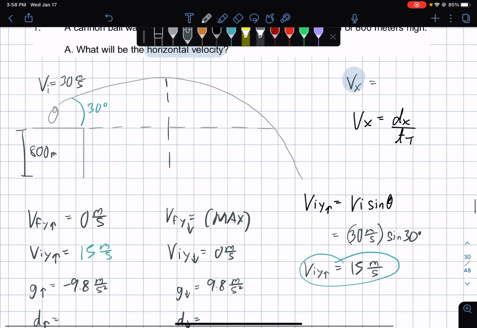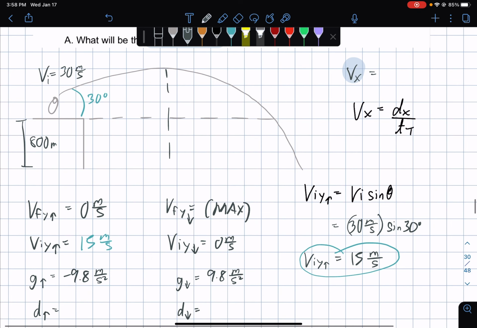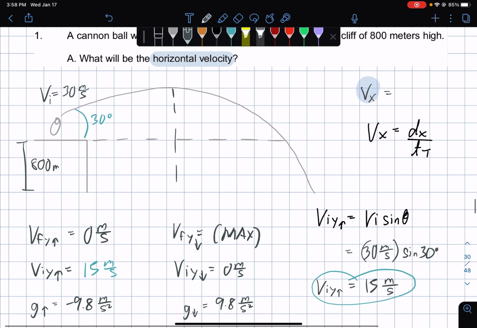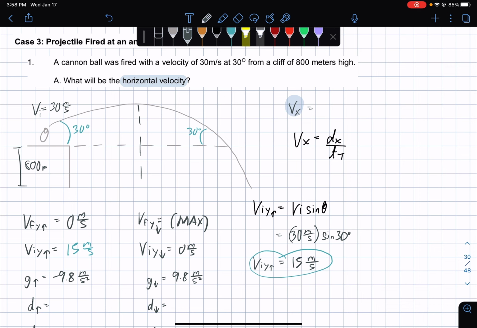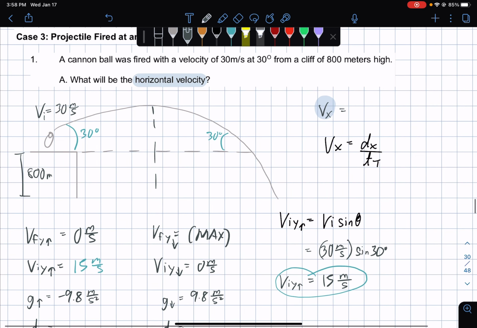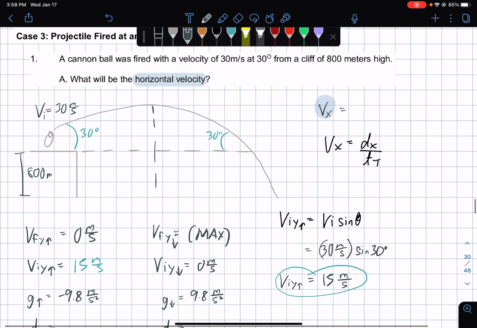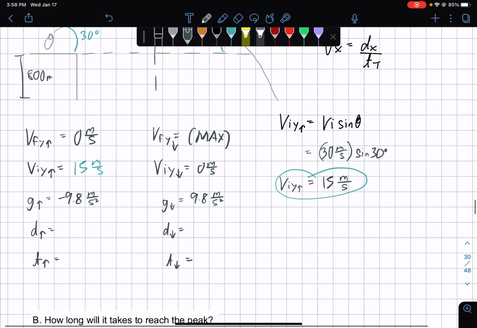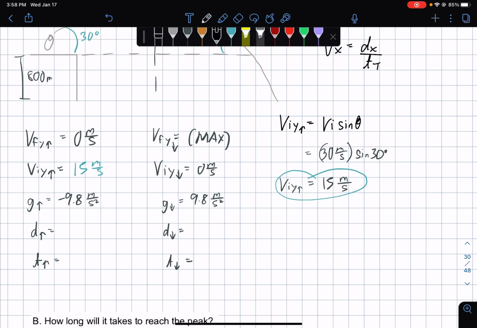How about the VFY? I'm not sure how to solve for that yet, but the angle 30 degrees is also 30 degrees here, but this I'm not sure. But we do have VIY. Let's solve for the distance going up.